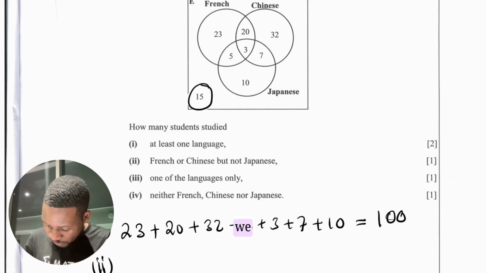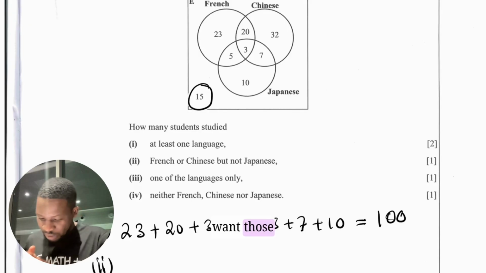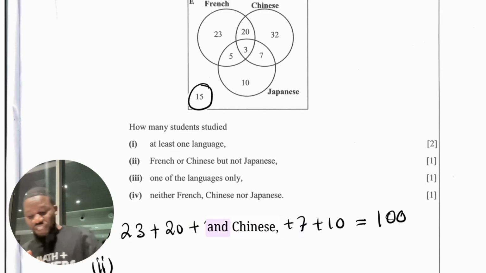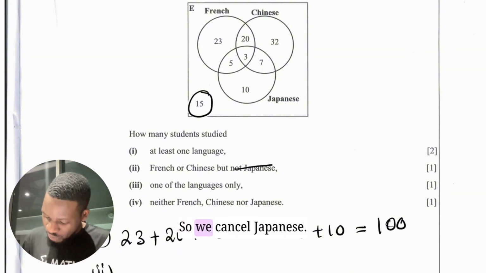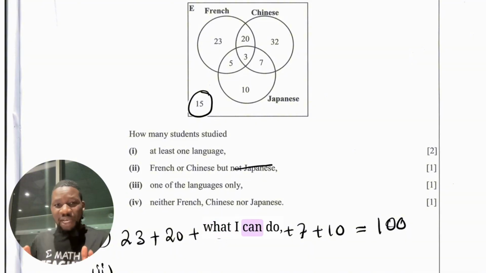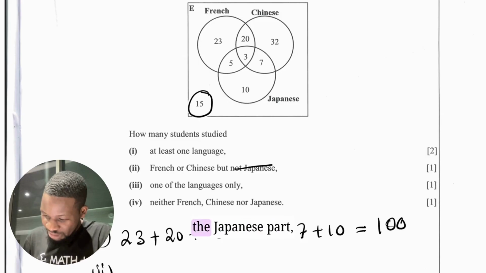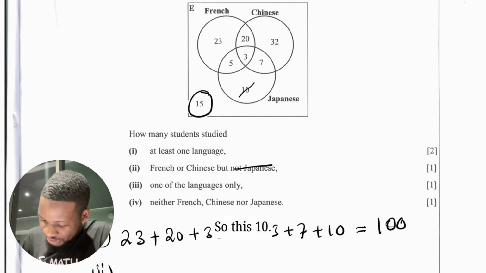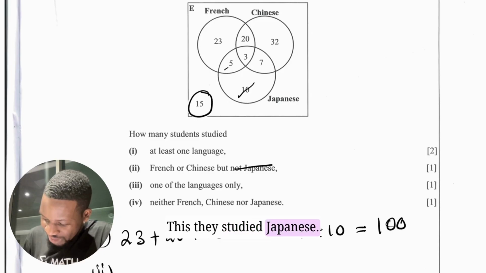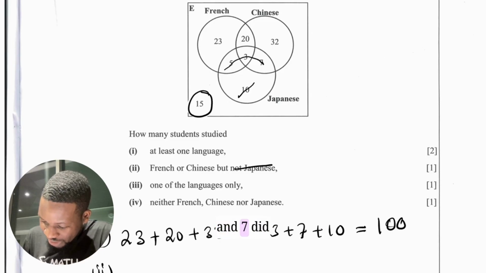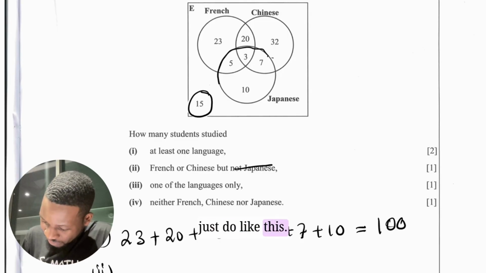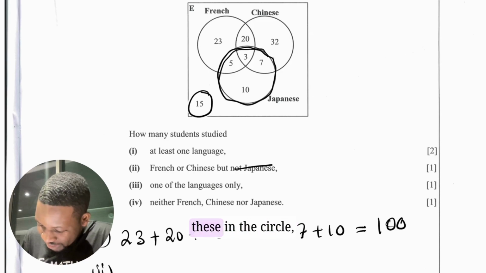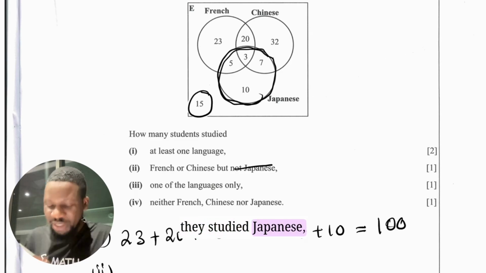So number two, we want those students who studied French and Chinese, but not Japanese. So we cancel Japanese. I can just shade the Japanese part, right? These 10, they studied Japanese. These 3 and 7 did Japanese. These outside here, these in the circle, they studied Japanese.